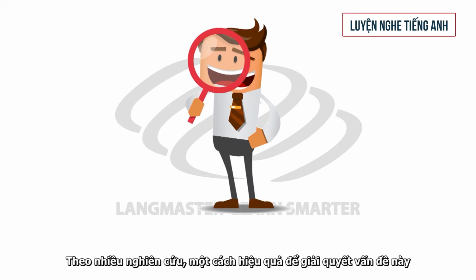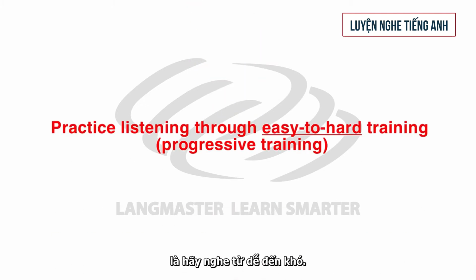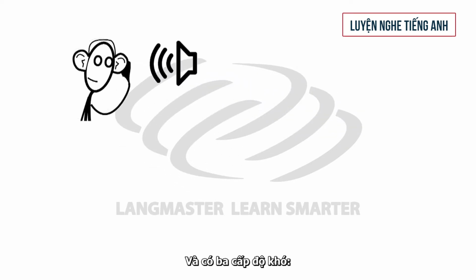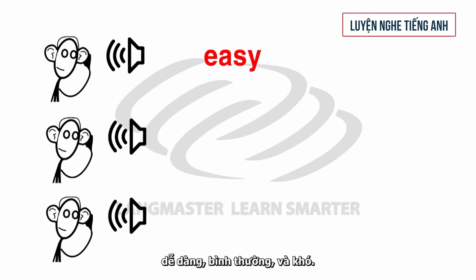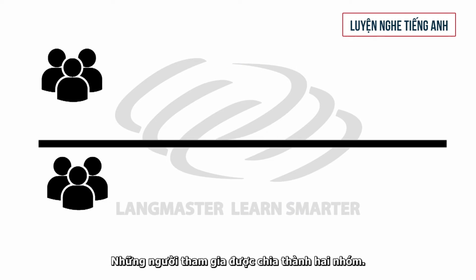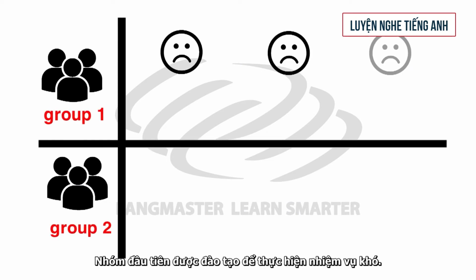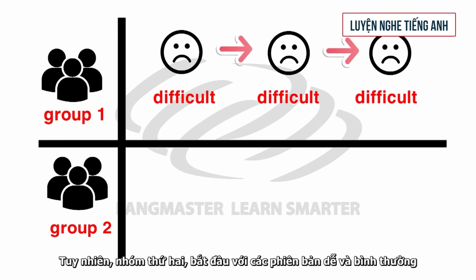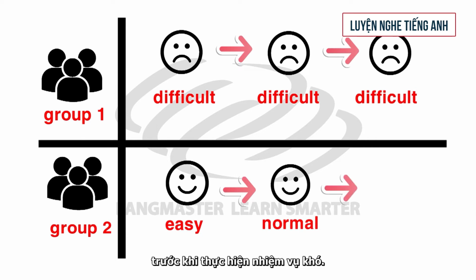According to many research studies, an effective way to deal with this problem is to practice listening through easy to hard training. In one study, participants were trained to perform a task related to hearing, and there were 3 levels of difficulty: easy, normal, and difficult. The participants were divided into 2 groups. The first group was trained to perform only the difficult version of that task. The second group, however, started with the easy and normal versions first before performing the difficult version.